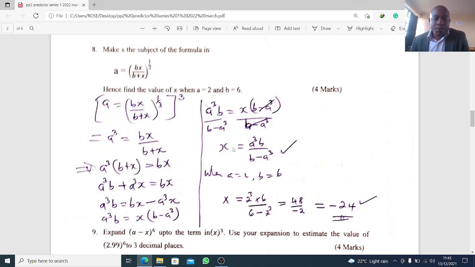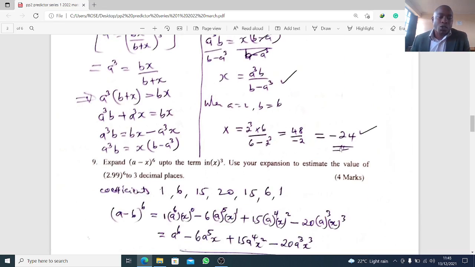Then after putting x the subject of the formula, we are told that a is 2 and b is 6. We find the value of x. So the value of x will be equal to, wherever we have an a, we put 2. So it will be 2 cubed times 6 all over 6 minus 2 cubed. That gives you 48 all over minus 2, which is equal to negative 24. So mostly making the subject of the formula, you expect such a question this time round.